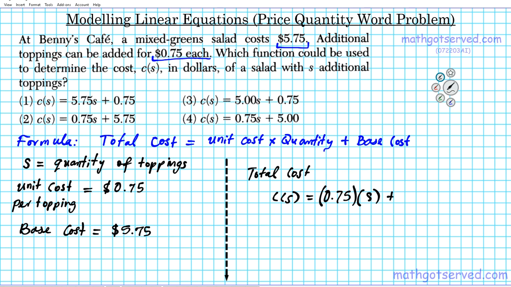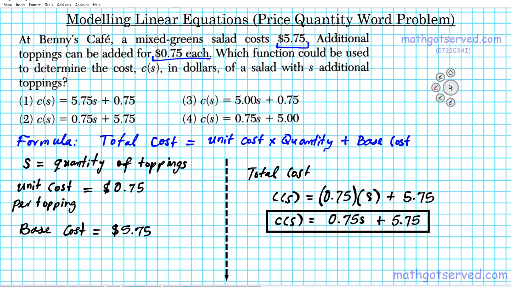And then you also have to add the base cost, the base price of the salad, which is $5.75. Alright, so if we simplify this, C as a function of S is going to be 0.75S, the variable component, plus the base cost of $5.75. So this, ladies and gentlemen, is a mathematical model that can help us to calculate the costs of the salad if you're adding on S additional number of toppings.